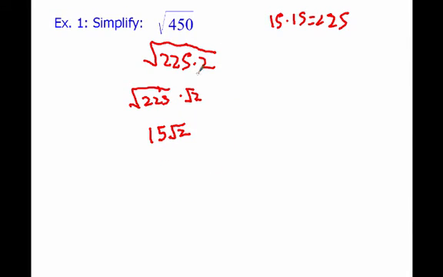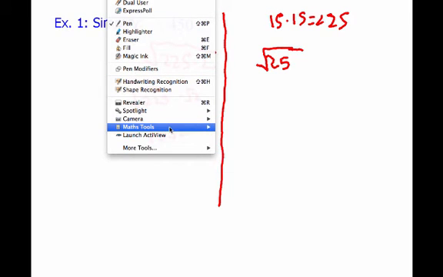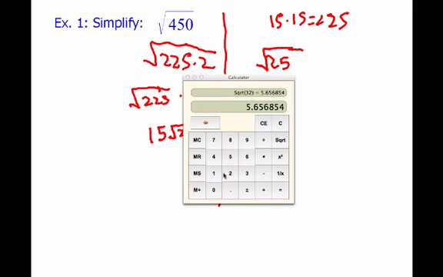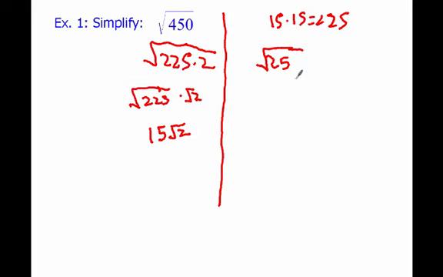But let's say you didn't know that 225 was a perfect square. There's another way we could think about this. How about we know that 450 is a multiple of 25? We know that 450, that's 25 times, I'm not sure exactly. Let's bring out the calculator again. 450 divided by 25. Okay, 18. So that's 450, that's 25 times 18.